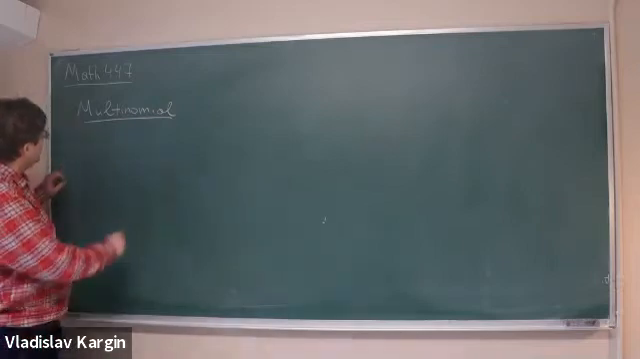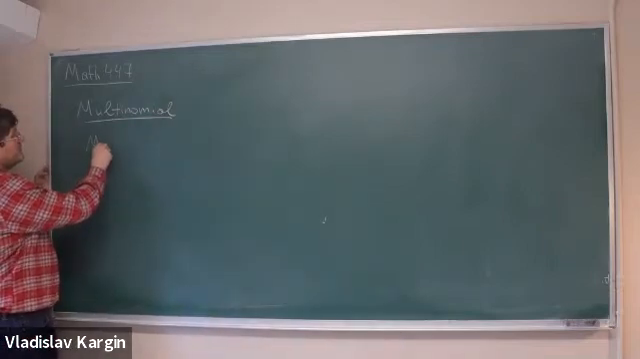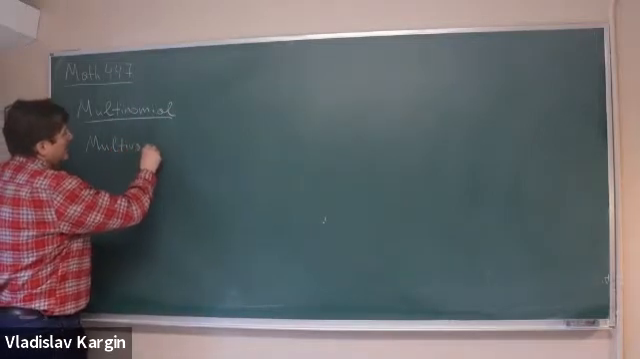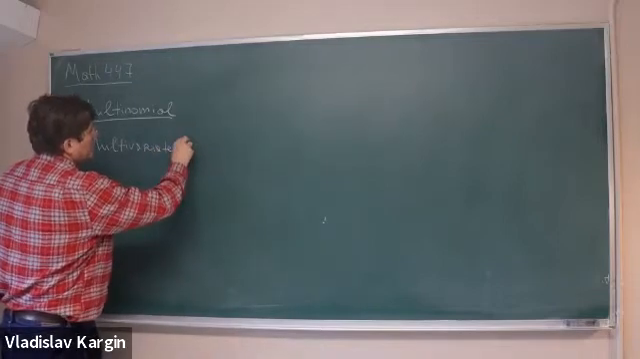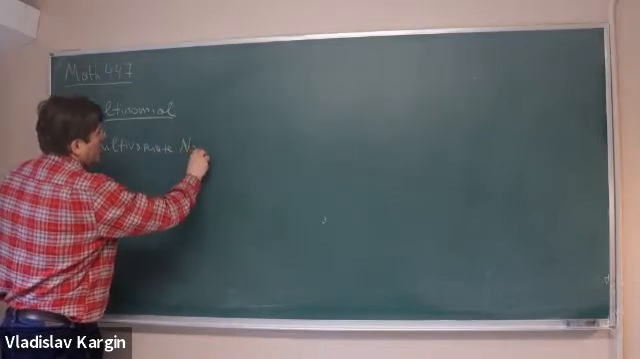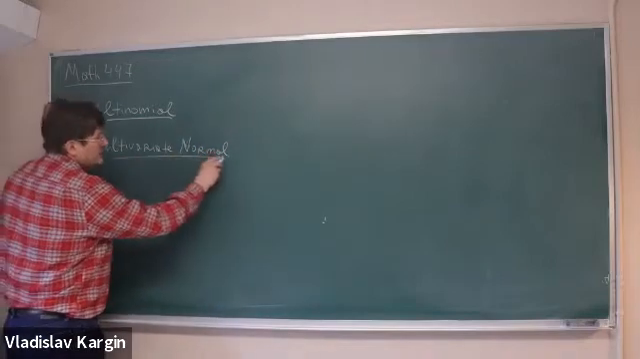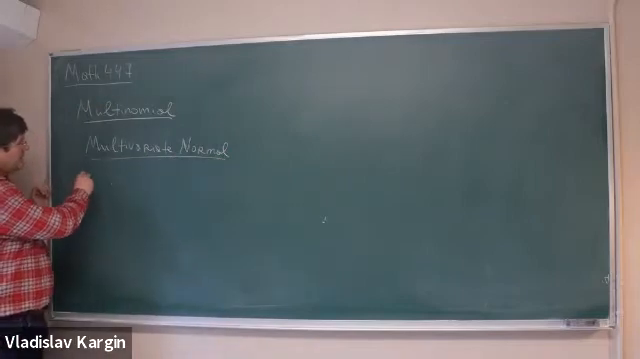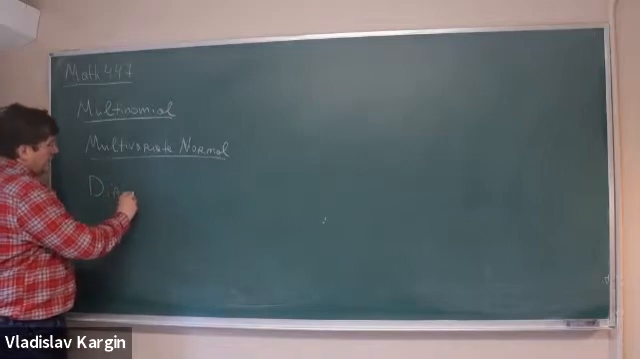Another is the multivariate Gaussian, or multivariate normal, which is obviously a generalization of the univariate normal distribution. And another is called the Dirichlet distribution.